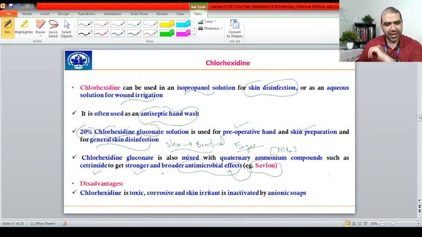Now, what are the disadvantages of using chlorhexidine? Chlorhexidine is toxic and corrosive. It can irritate the skin of many patients, and it's also inactivated by soap which is anionic in nature. Anionic means soaps which are negatively charged.